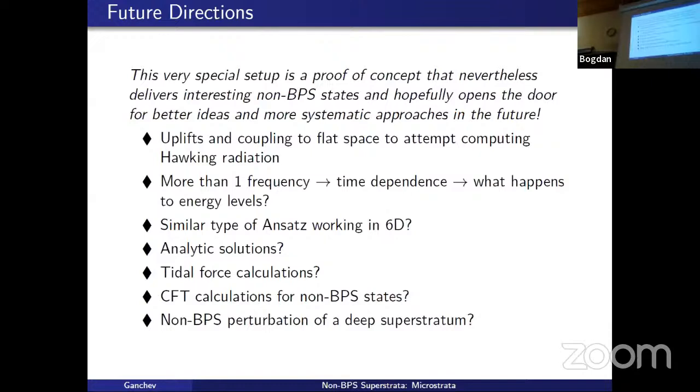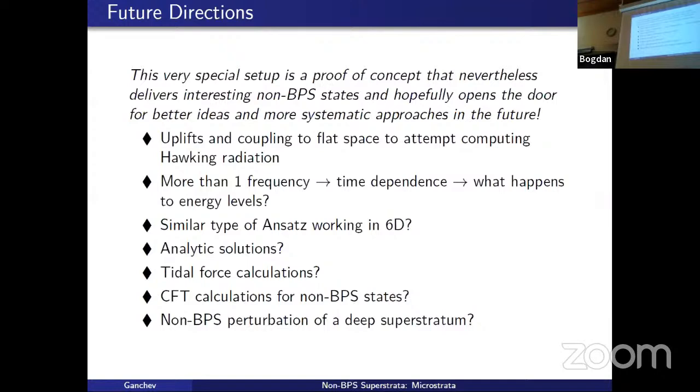I was only talking about single mode superstrata, introducing only a single frequency. But you can imagine adding 2 Fourier modes to your superstrata family and doing the same thing. Of course, then things won't be functions of one variable only; you also have time dependence. But maybe you can do some perturbation theory, maybe some numerical work. Paolo Pani seemed interested in this, for example. And maybe you see some mixing of energy levels, or repulsion, I have no clue. But that's definitely exciting.